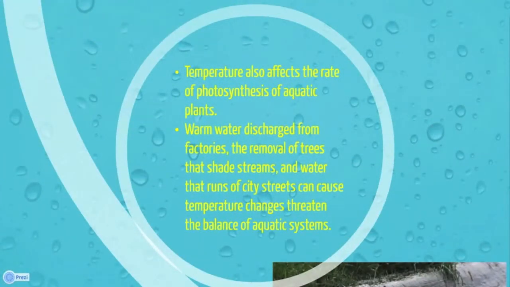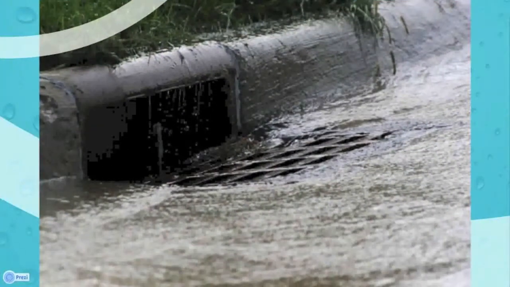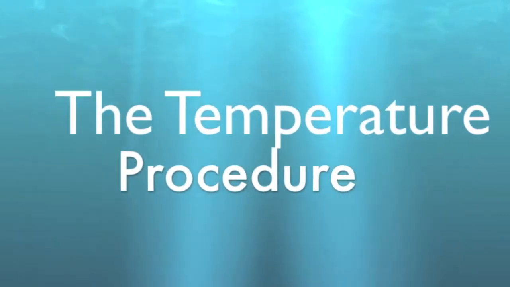Temperature also affects the rate of photosynthesis of aquatic plants. Warm water discharged from factories, the removal of trees that shade streams, and water that runs out of city streets can cause temperature changes to threaten the balance of aquatic systems. That's a sewer drain.